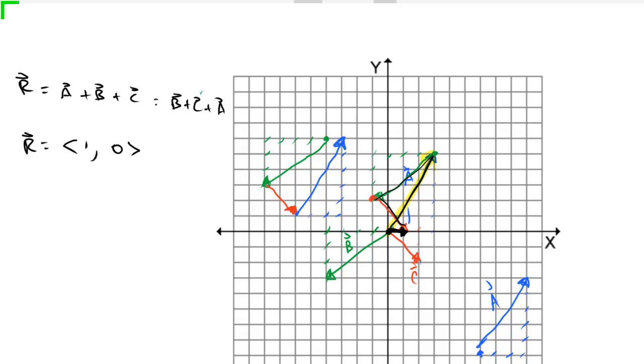The resultant of this is from the starting point of the very first vector to the ending point of the last vector. So this is our resultant vector here as well, which you see is exactly the same as the resultant that we came up with adding A plus B plus C. So vector addition is commutative.